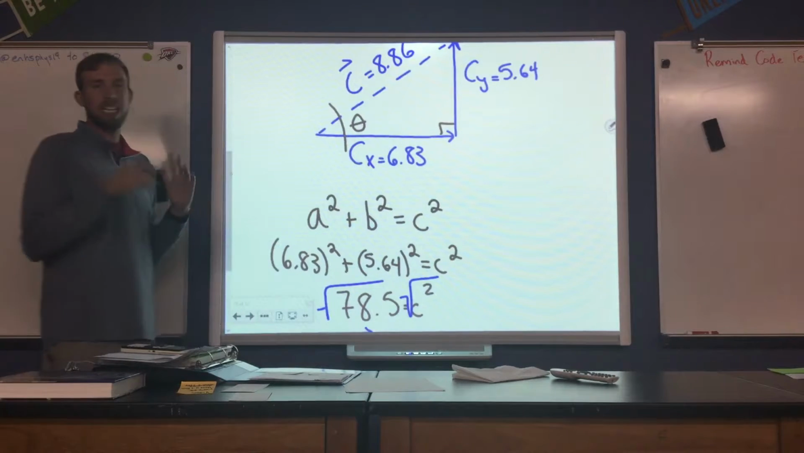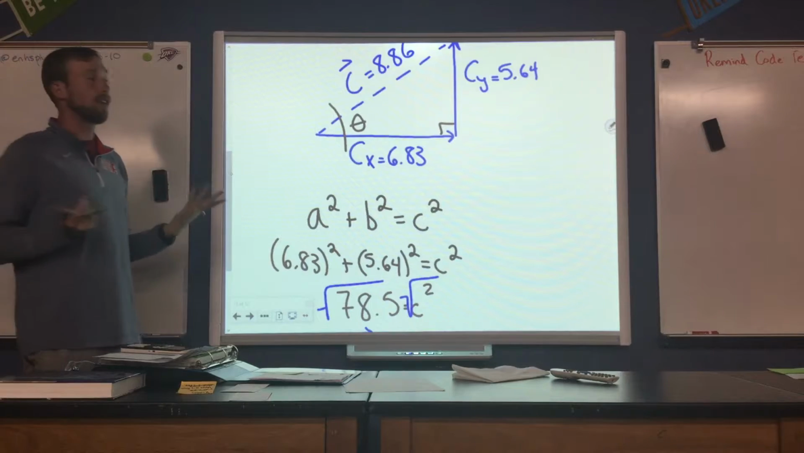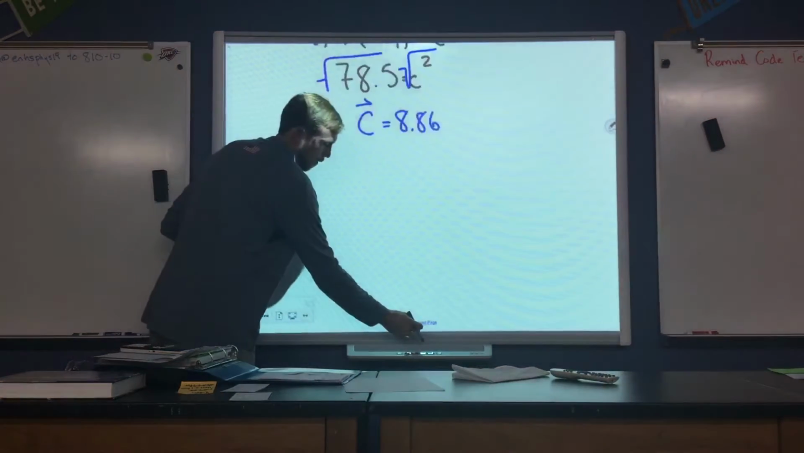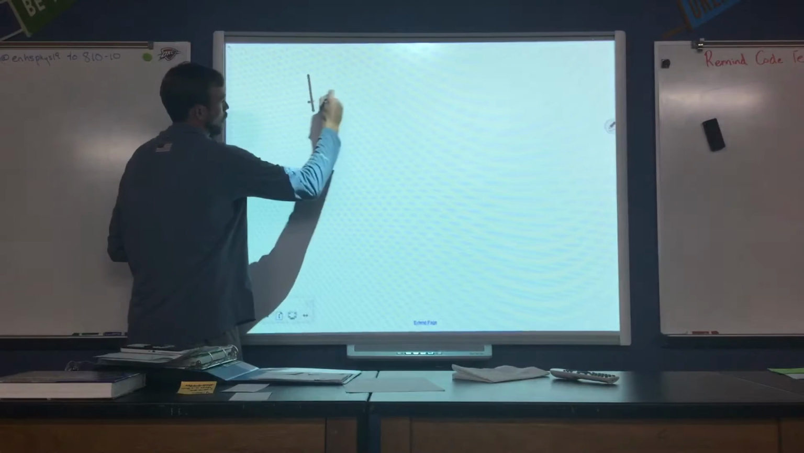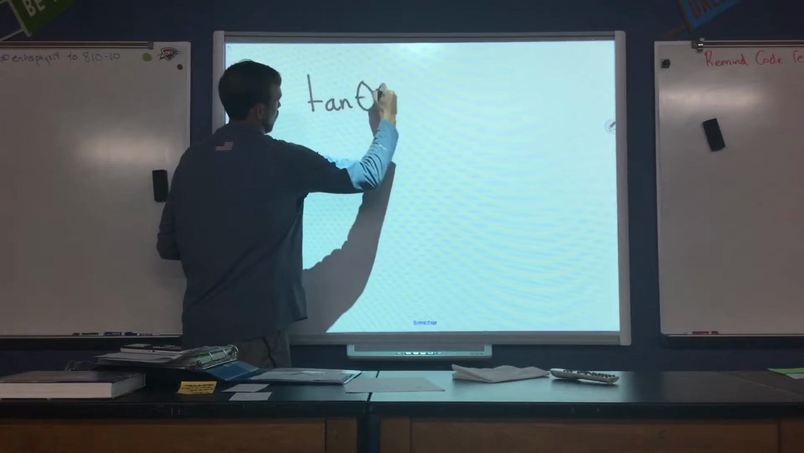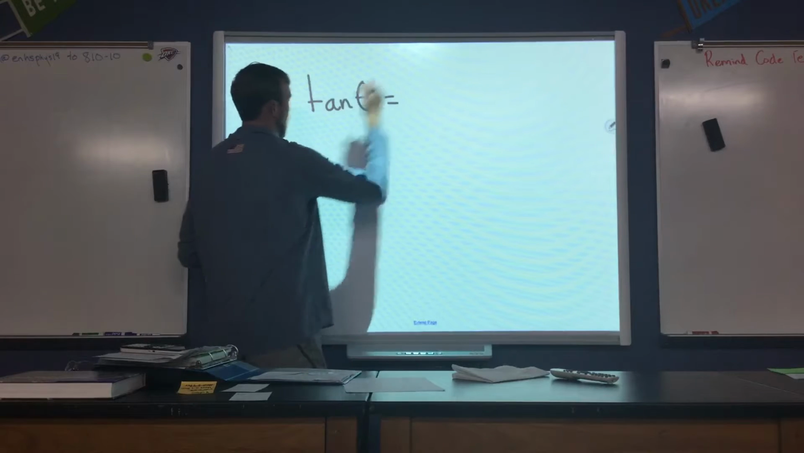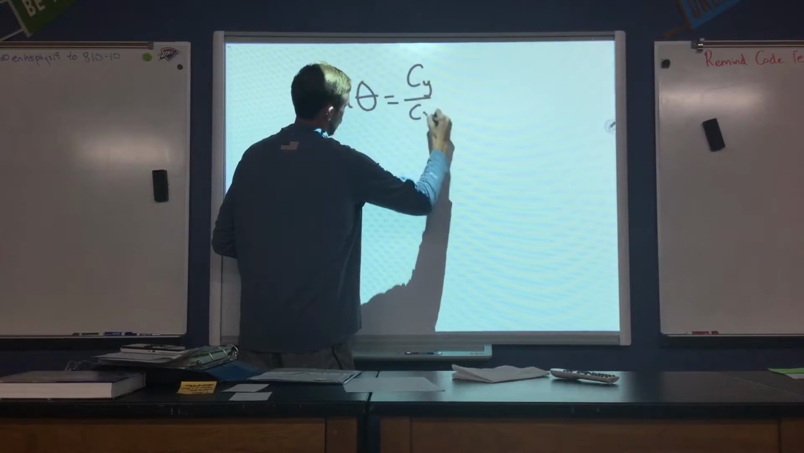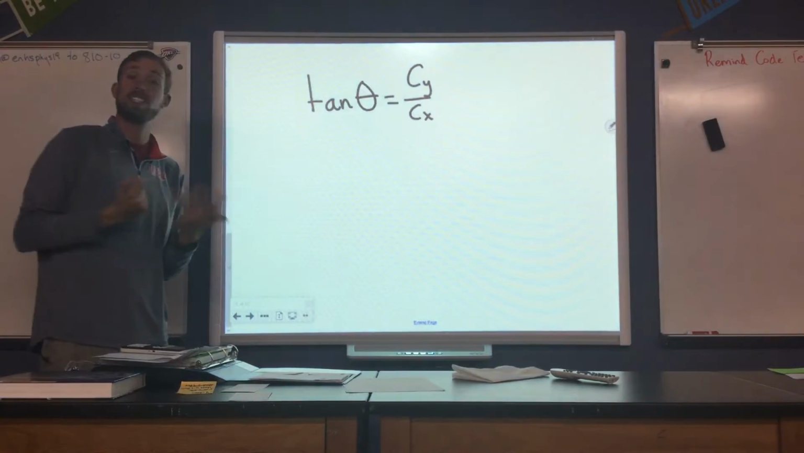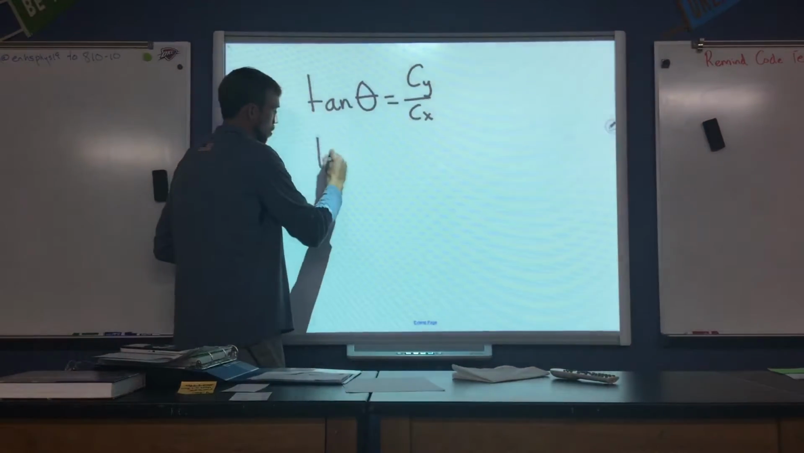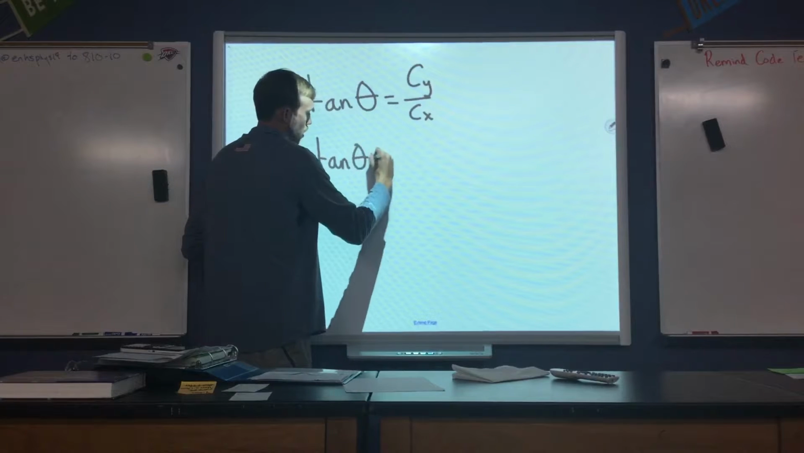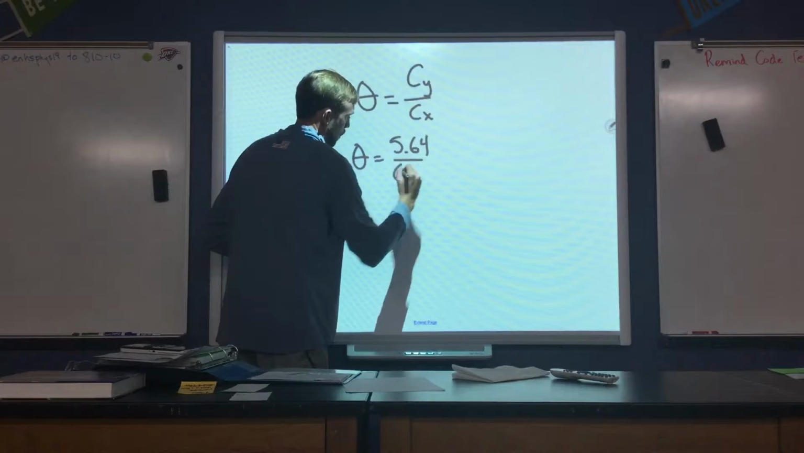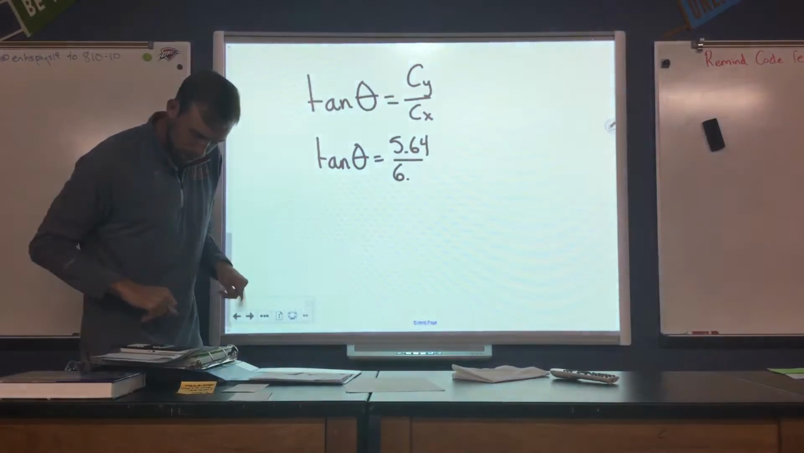So here we can really use any function that we want. I tend to default to using tangent, but really because we know all three sides, we could do whatever we wanted to. So tangent of our angle theta is equal to the opposite side, which would be, I believe, c sub y, over the adjacent side, which is c sub x. So tangent of our angle theta is going to be 5.64 divided by 6.83.